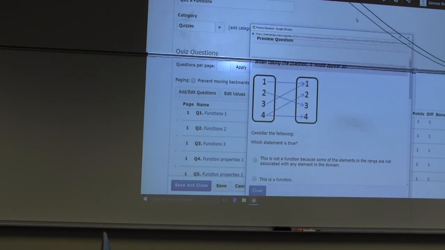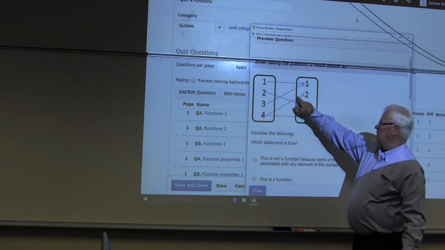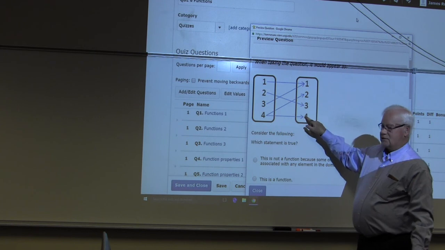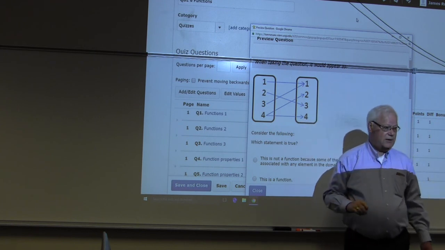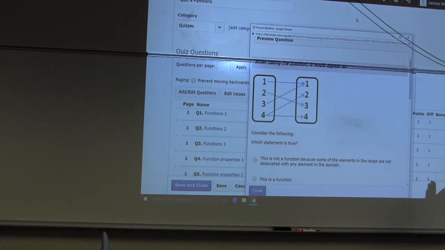Is that a function? No. And it's not a function because 4 is related to 2 and related to itself. You cannot do that, okay? In a function, remember the vertical line test on graphs? It's really the same thing, isn't it? Vertical line test says a member on the x-axis can only have one y value, not 2. Okay?